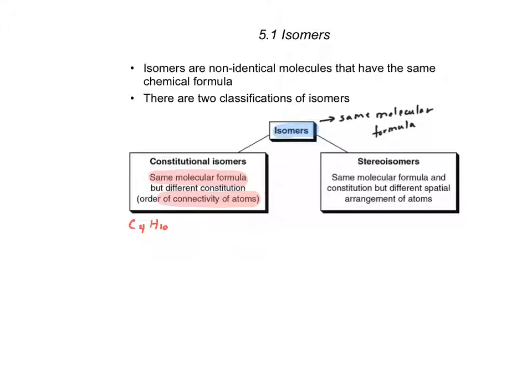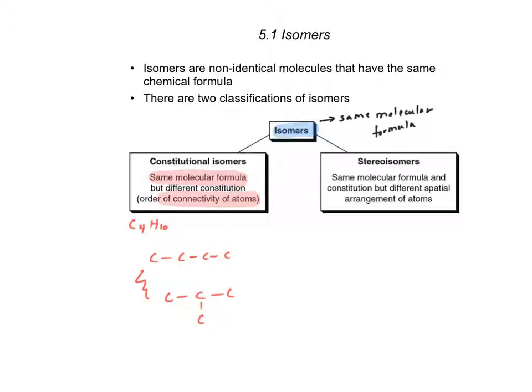We could draw it with all of the carbons attached to each other, filled in with the hydrogens. Another way that we could draw it, though, was with three of the carbons attached and one of them branching off the middle carbon, right? So again, these are constitutional isomers. They have the same molecular formula, but the atoms are connected differently between the two, okay?